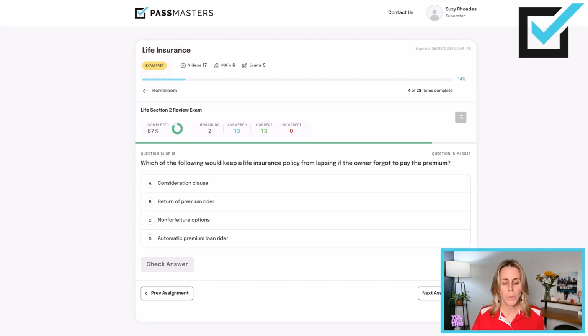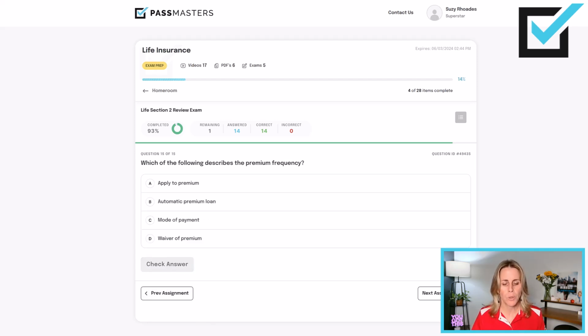Which of the following would keep a life insurance policy from lapsing if the owner forgot to pay the premium? Consideration clause, return of premium rider, non-forfeiture options, or automatic premium loan rider. That is the one that would keep the policy from lapsing. It's only available on what type of a policy? One that has what? Cash value, yep.